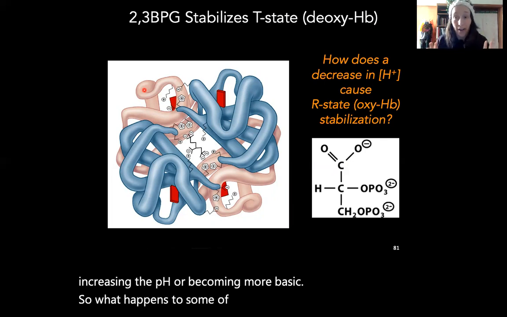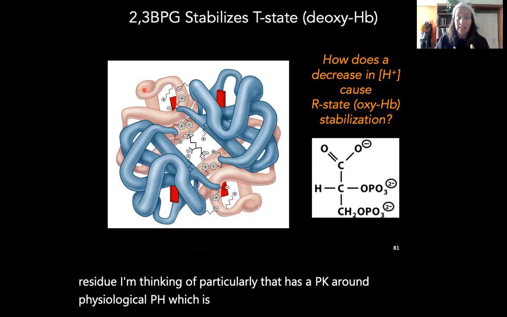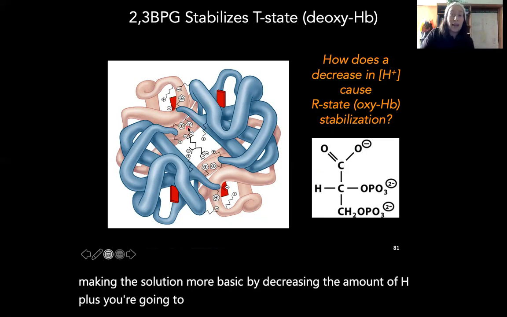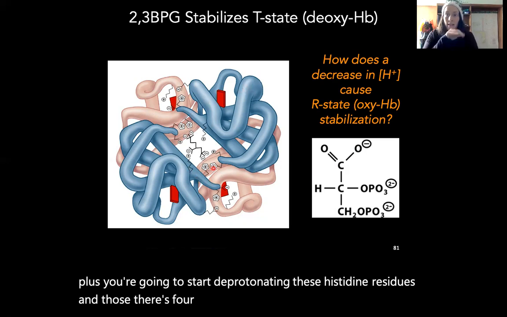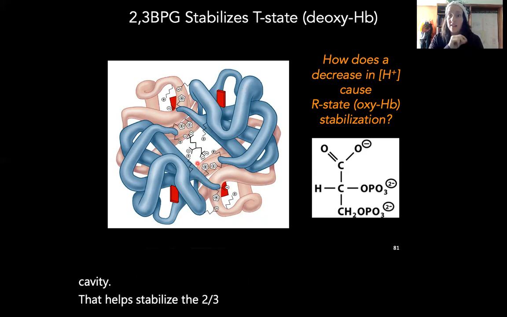There's only one residue I'm thinking of particularly that has a pKa around physiological pH, which is histidine, right? pKa of 6. So if you start making the solution more basic by decreasing the amount of H plus, you're going to start deprotonating these histidine residues. And there are 4 of them right there in that central cavity that help stabilize the 2,3-BPG allosteric inhibitor, okay?